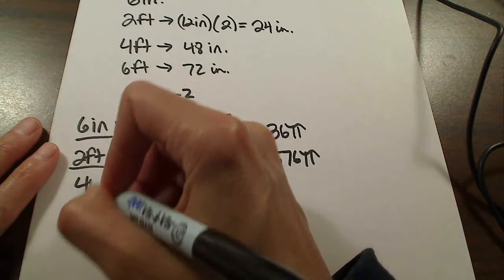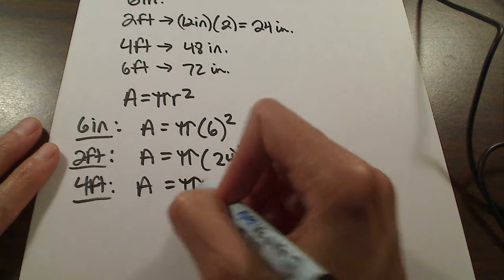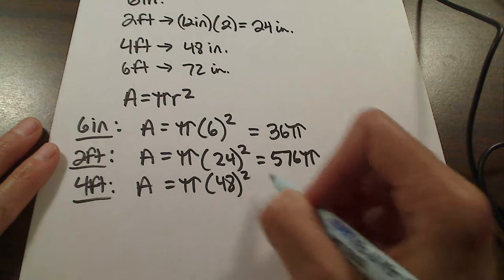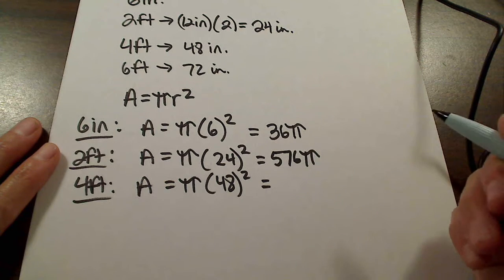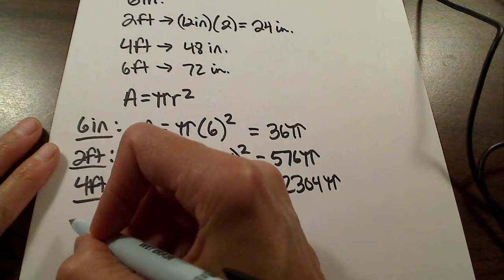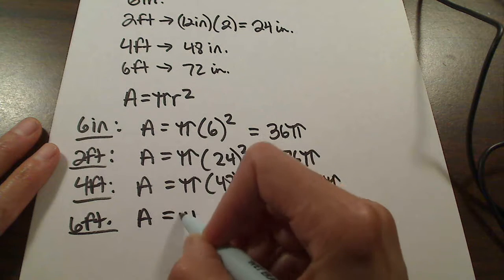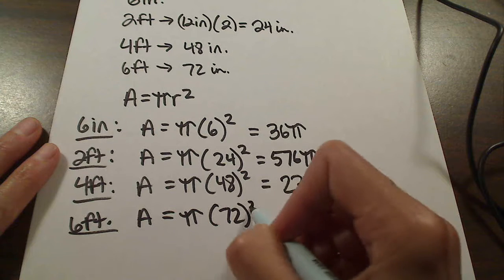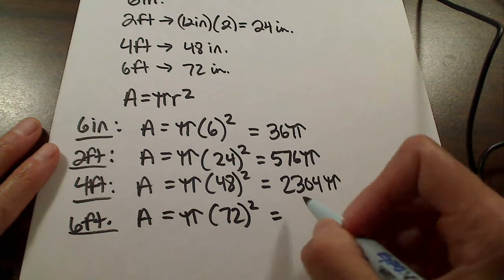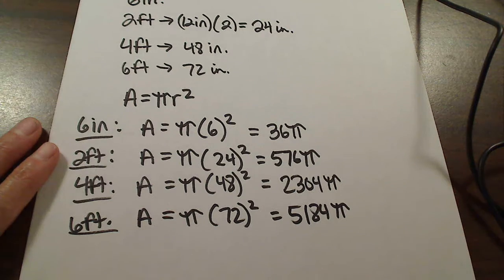Okay, the 4 feet, so that's going to be pi times 48 squared. So square 48, and you're going to get 2304 pi. And the 6 feet, we get 72 squared, and that'll be 5184 pi.